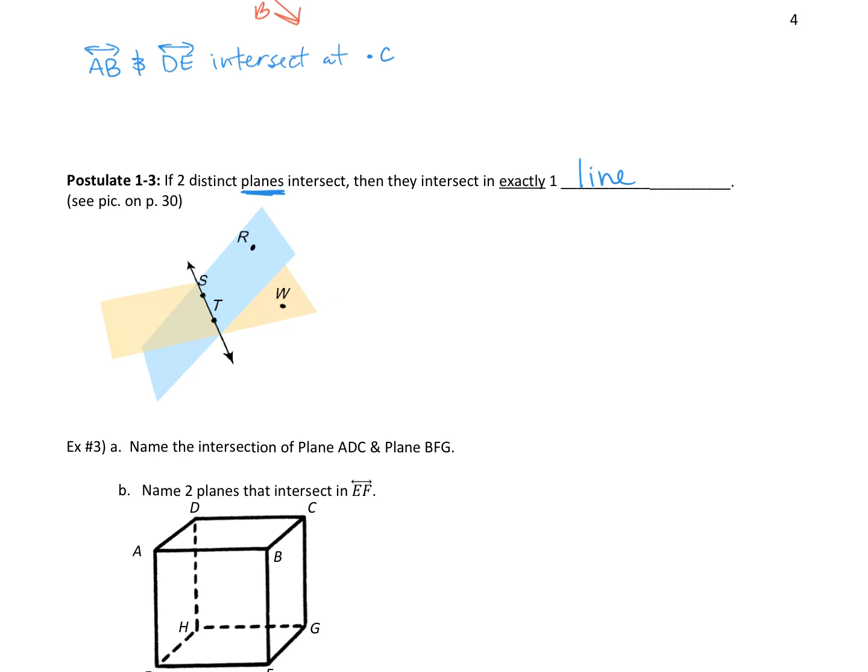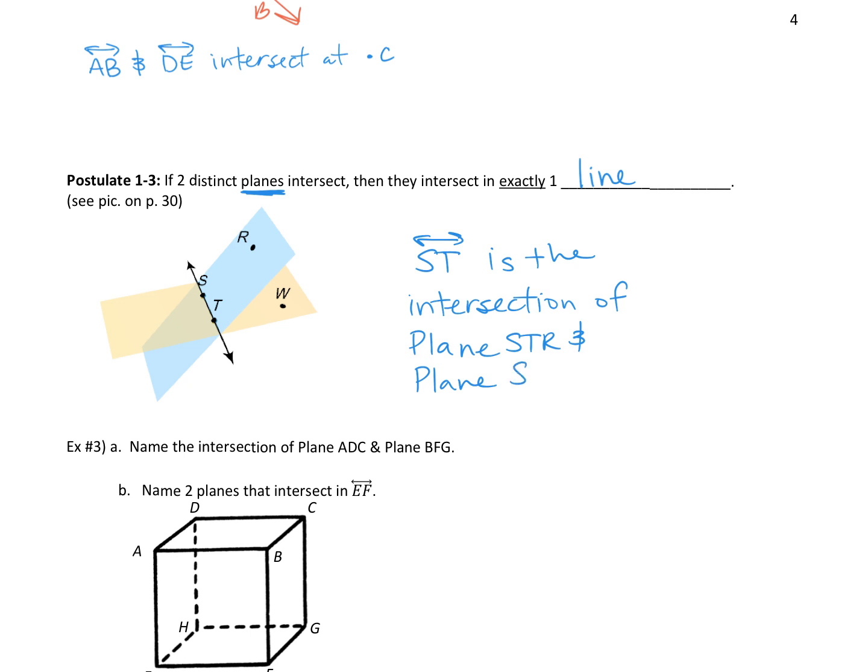So we would say line ST is the intersection of, anyone think they can name the blue plane for me right now? STR. You need 3 points. And then can someone else name the cream colored plane for me? Sebastian. STW. Okay, so 3 points that go through those planes. The line is their intersection. Any questions on that?